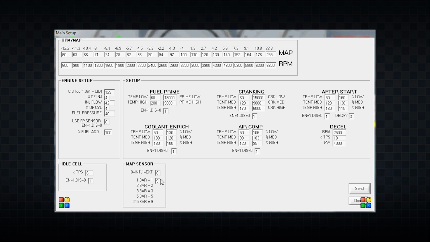Next up is the map sensor setup. By default, most Gen 4 systems are going to use the internal map sensor, which is a 2.5 bar sensor, good to about 20 pounds of boost. If we're running more boost than that, we can actually put a 3 bar or 5 bar map sensor, or if you're running just naturally aspirated, we can put an external 1 bar map sensor on as well. And this is where we would set all that up.